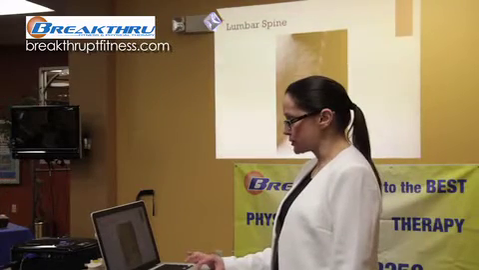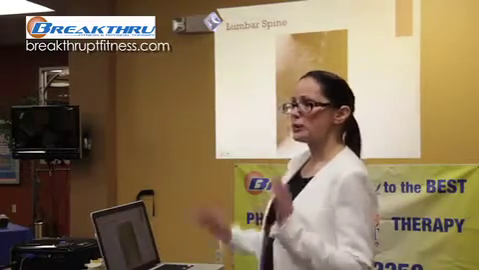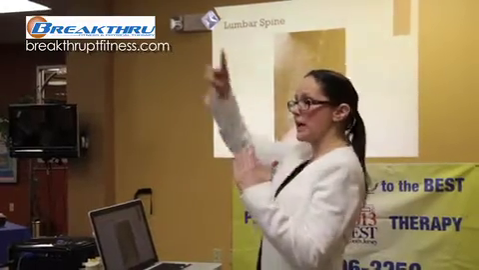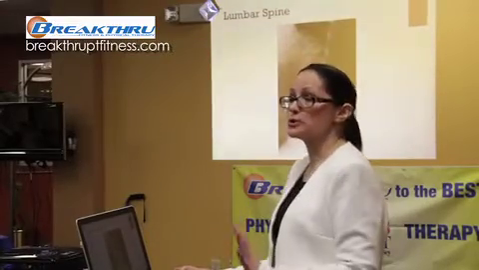And then this curvature, which I talked a little bit about before, is normal. It's called the lumbar lordosis. That is different from a scoliosis. Scoliosis is when you're looking at somebody from the back and you see an S-shaped curve. Totally different. This is normal. Scoliosis is not normal.